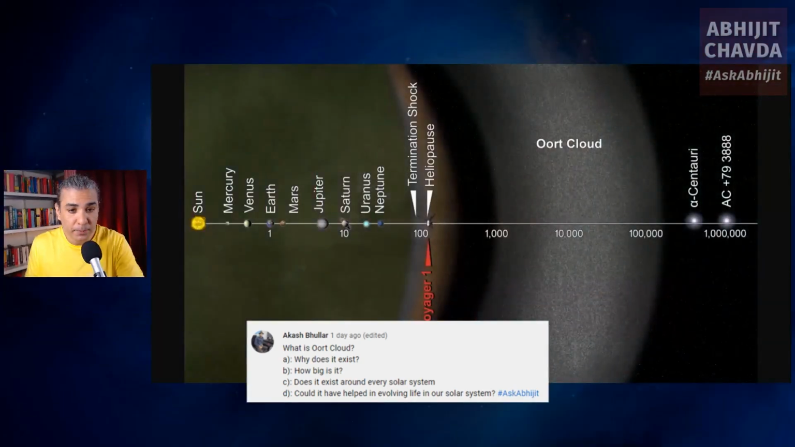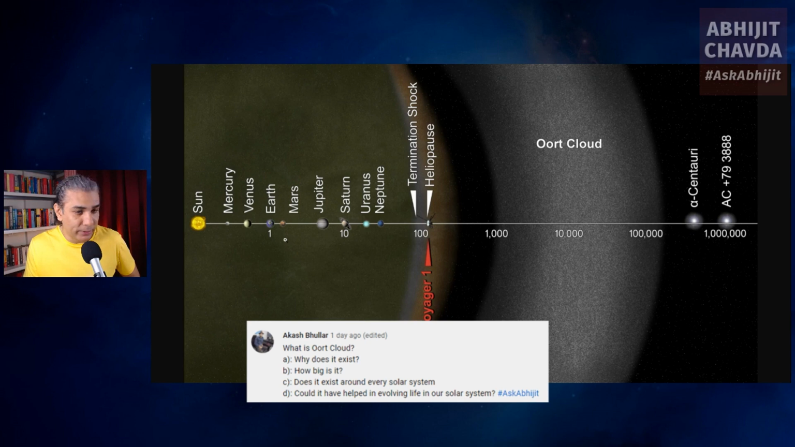So let me give you a visual idea of what the Oort cloud is. Let me share an image. Okay, this is a rough model of the solar system. Here, if you can see my mouse pointer, that's the sun. Here is the Earth. This distance between the sun and the Earth is called 1 astronomical unit. This graph is on a logarithmic scale. So this is 1 astronomical unit.